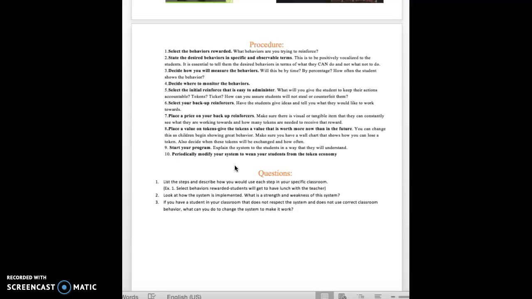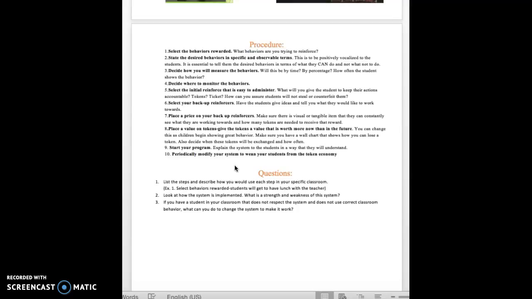Number 9, start your program. So when you explain the system to the students, you have to explain it to them in a way that they will understand. Basically using terms that their grade level would understand. With obviously younger students, you need to use more kid-friendly terms, as opposed to if you're using it with 5th graders, well, they will understand what you are trying to say.